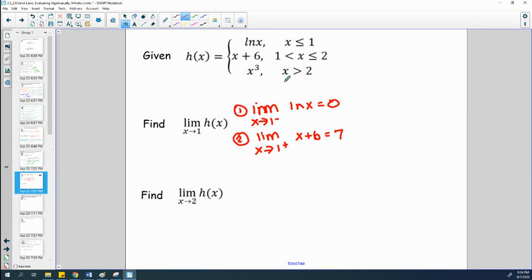So this function is farther away from 1. It doesn't include it. So we want to make sure that we're using the ones that actually include 1. So again, left-hand limit is 0. Right-hand limit is 7. If I'm looking at them, they're different. So that means the overall limit does not exist.